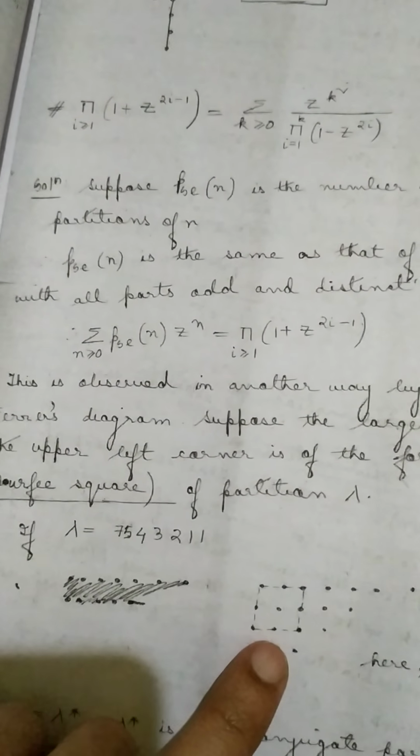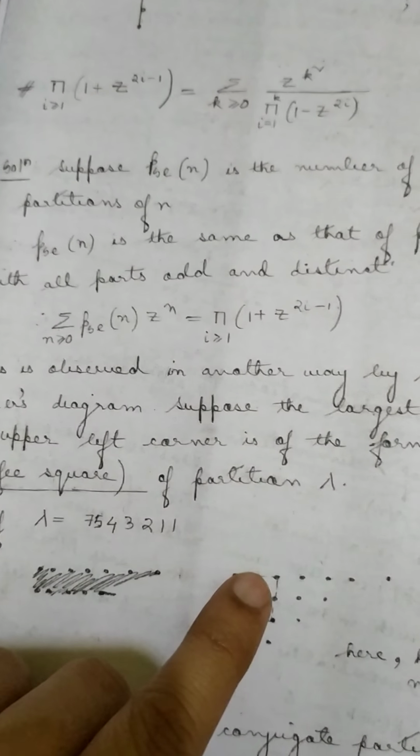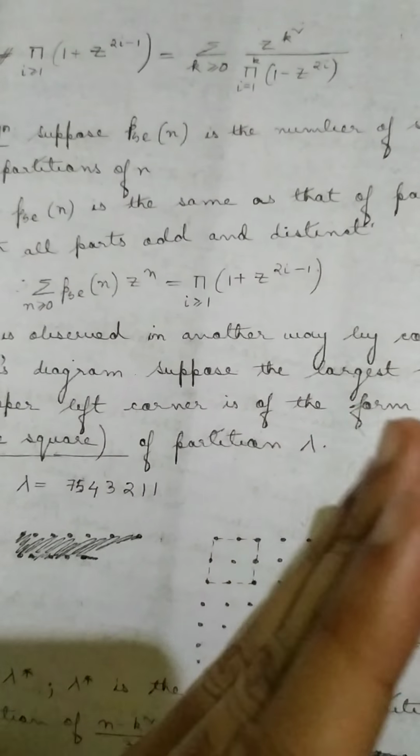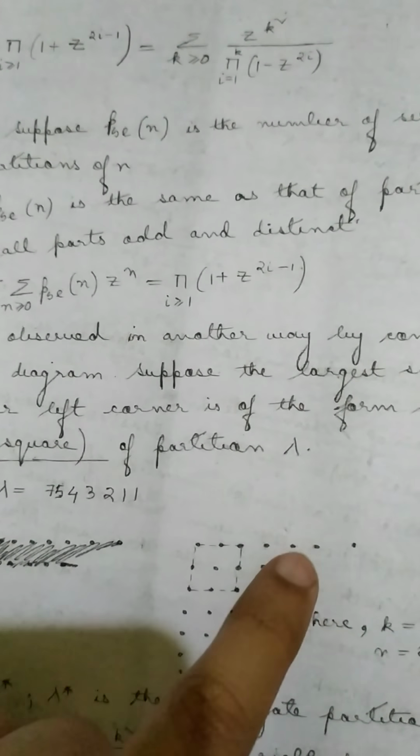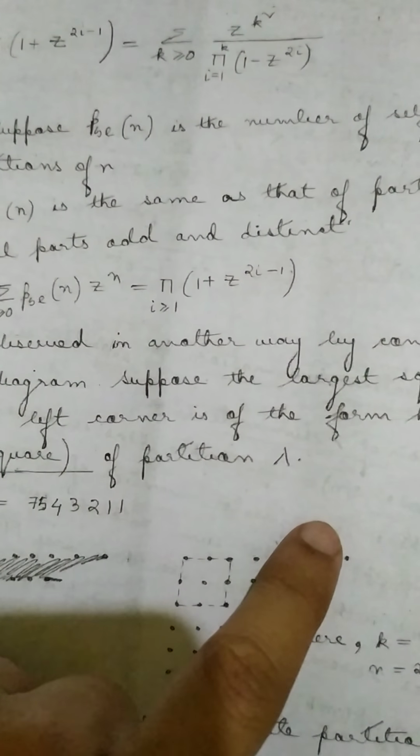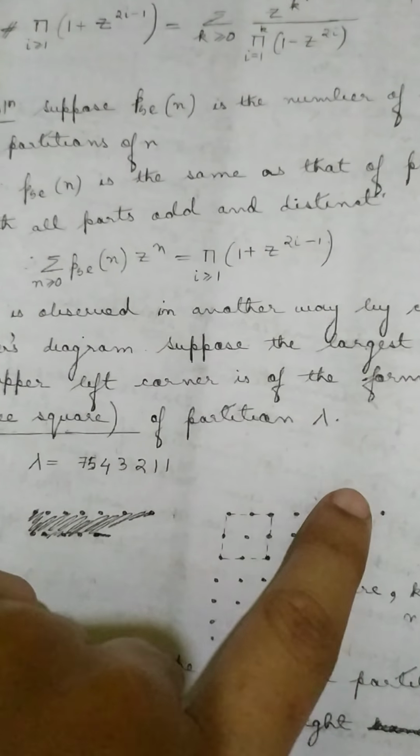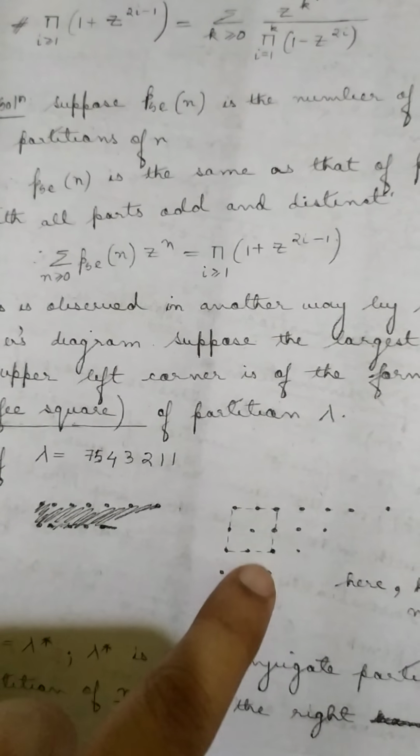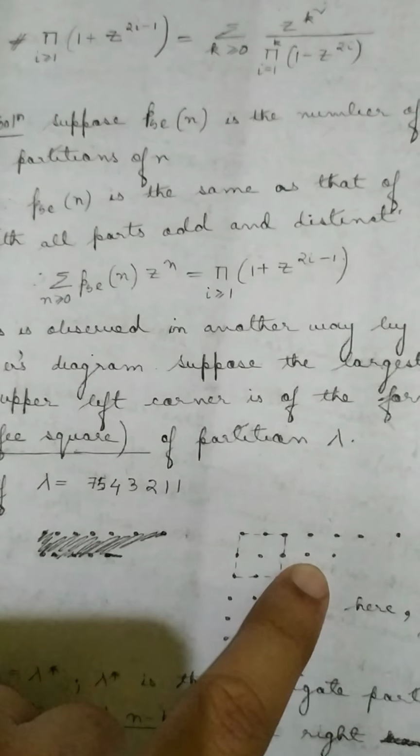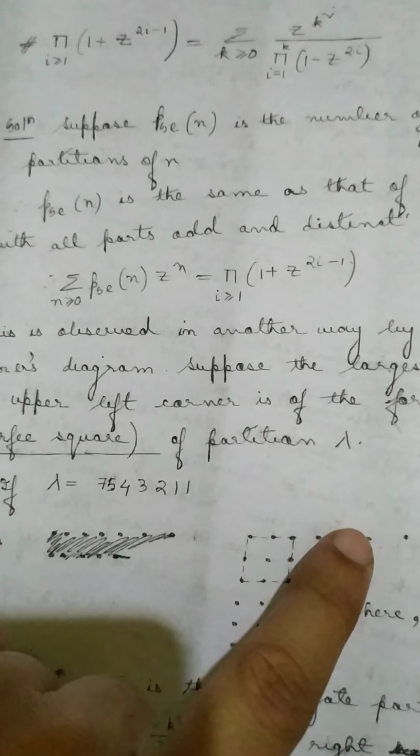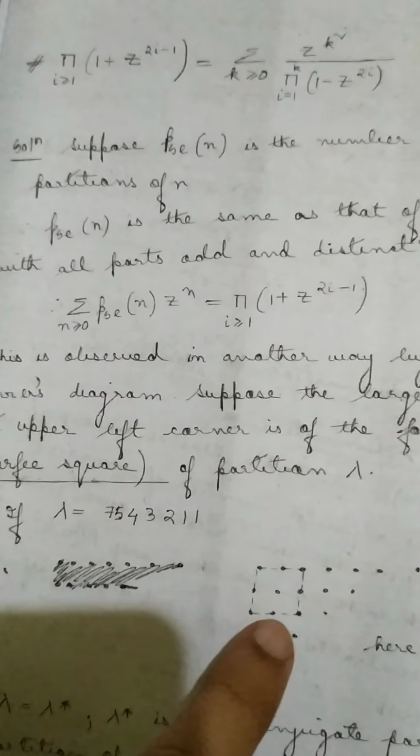But below this Durfee square, and to the right of this Durfee square, this dot pattern will represent the same partition. You can see these are nothing but the same partitions, 4 2 1. This is also 4 2 1. Okay, same partitions, and it contains at most k parts.